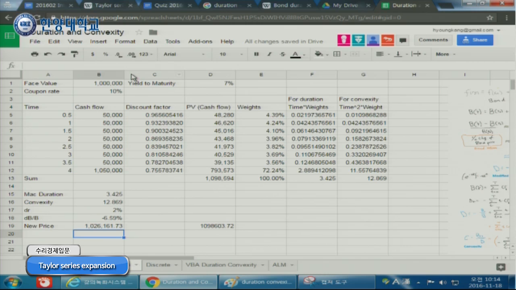So I can simulate again. What if interest goes down by 1%? Minus 1%. Now the bond price goes up. So I can do another simulation very easily. I don't have to recalculate the bond price here. That's the convenience. That's why convexity and duration are popular, and that's why you have to know Taylor series expansion.